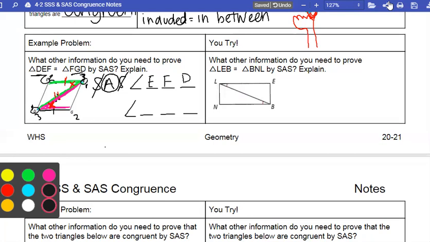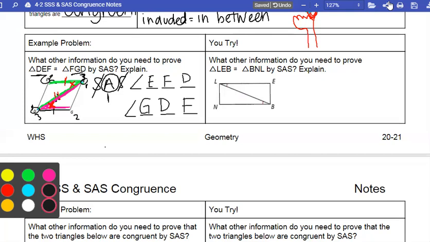Now the second one, my E was number 2. So now I got to start with number 2 down here. My number 2 is a G. And then I went to number 3, which was F. So number 3 on the bottom triangle would be D. And then I went to D, which was my number 1 on my green triangle. So my number 1 on my pink triangle would be F. So to prove these two triangles congruent by side angle side, I have to know that these two angles are congruent because I was missing an angle here. They only gave me two sides congruent.